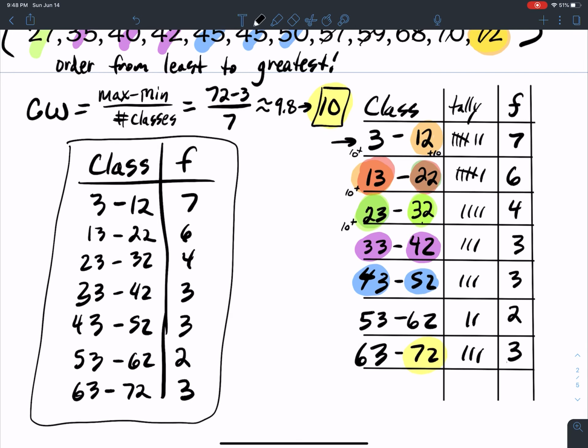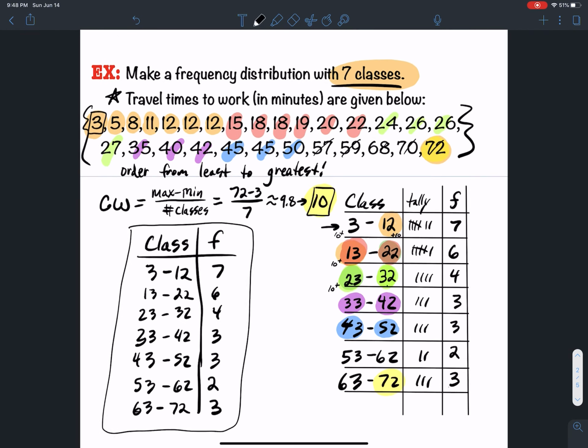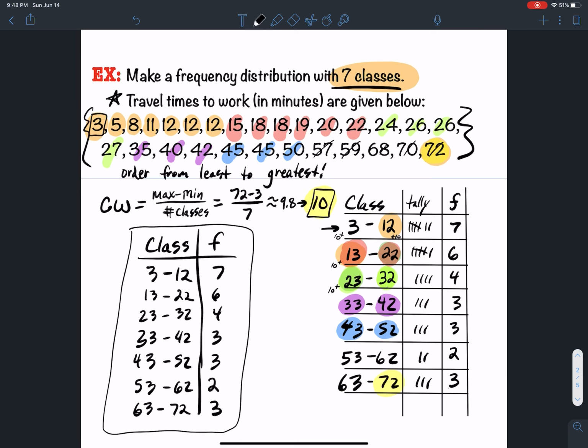All right, hopefully that's helpful as you go through and make your frequency distributions.